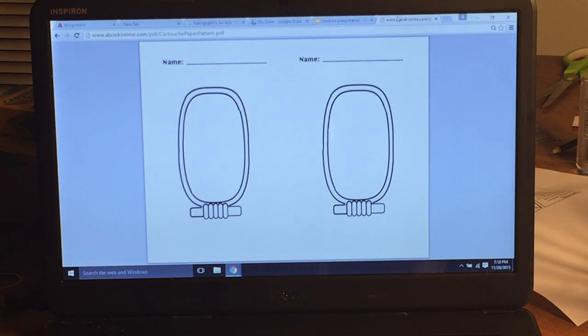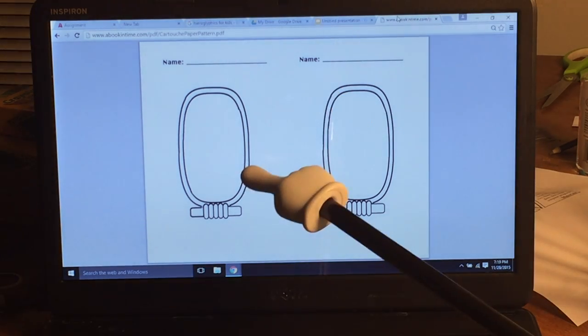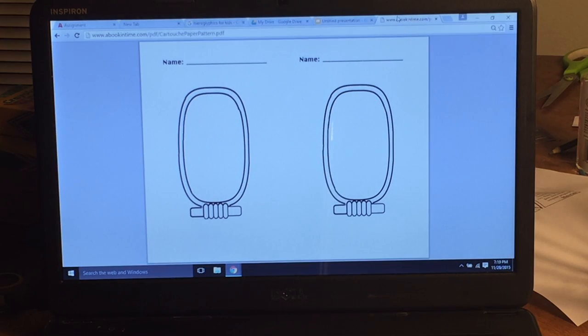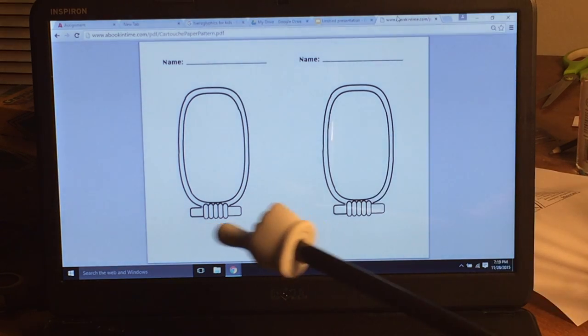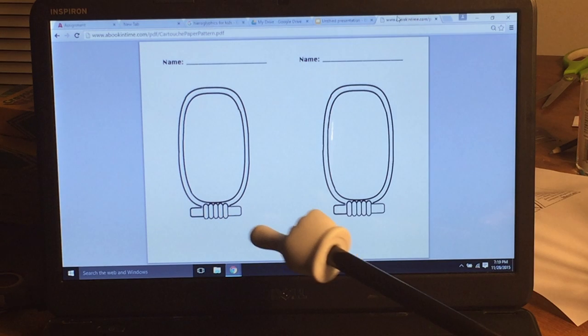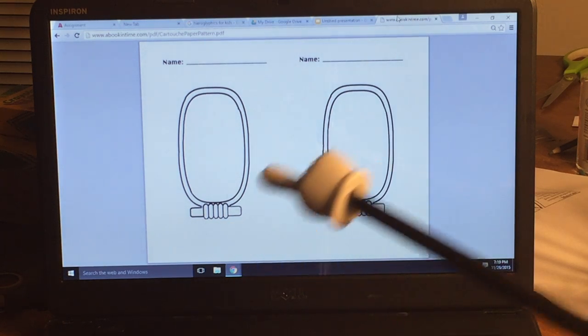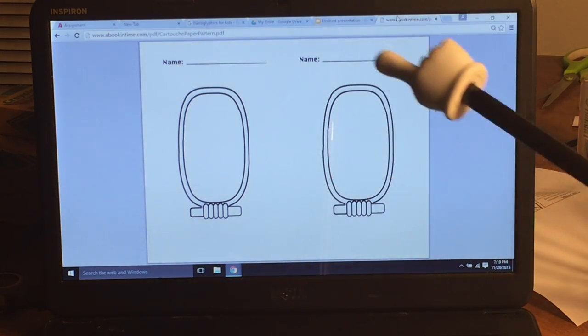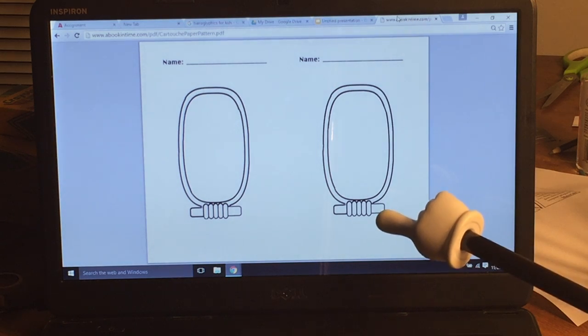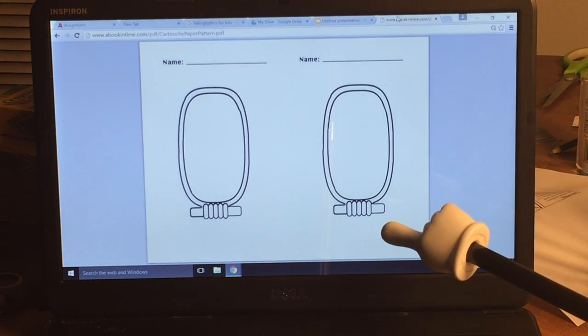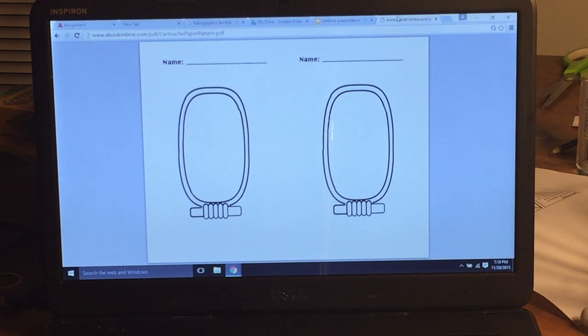Hi kids, today's lesson will be on the Egyptian cartouche and the Egyptian alphabet. The cartouche is an oval shape with a horizontal line at the bottom. The oval shape with a person's name printed in it was a symbol used in ancient times for protection from bad spirits and was meant to bring good luck.